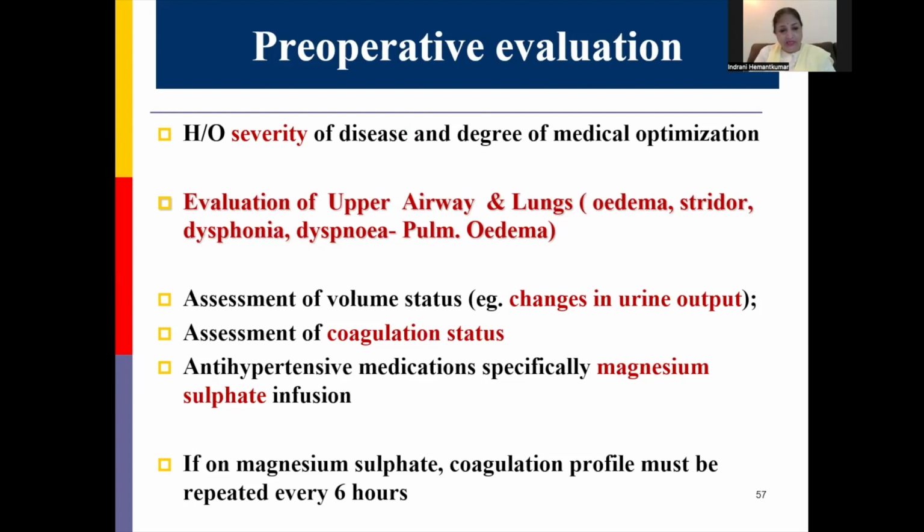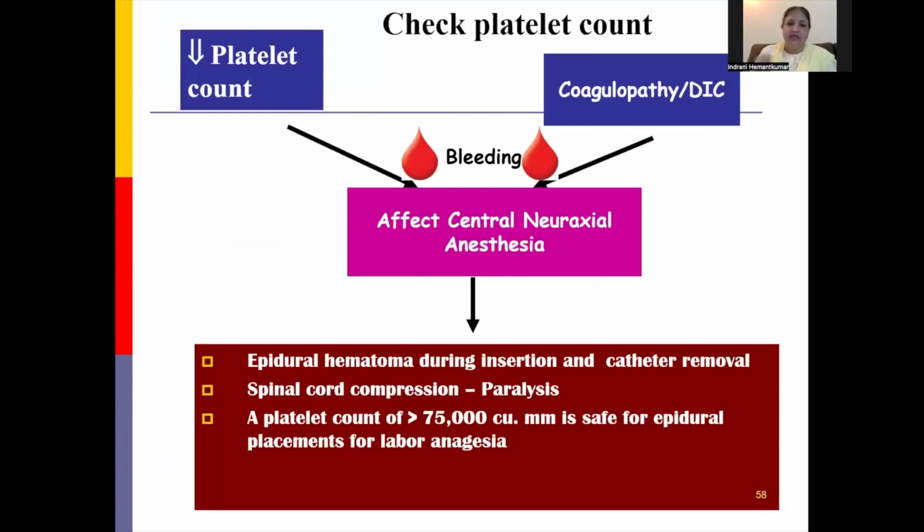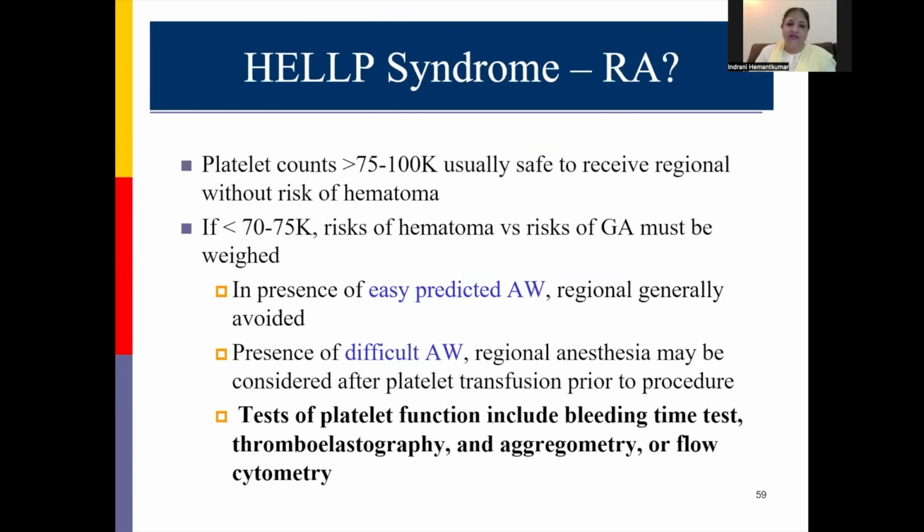Is the patient on magnesium infusion? If the patient is on magnesium infusion, a coagulation profile every 6 hours has to be done. In the presence of low platelet count and coagulopathy, if you attempt a spinal or an epidural, you can end up with an epidural hematoma or spinal cord injury and paralysis of the patient. Remember, so you don't attempt at this point of time.